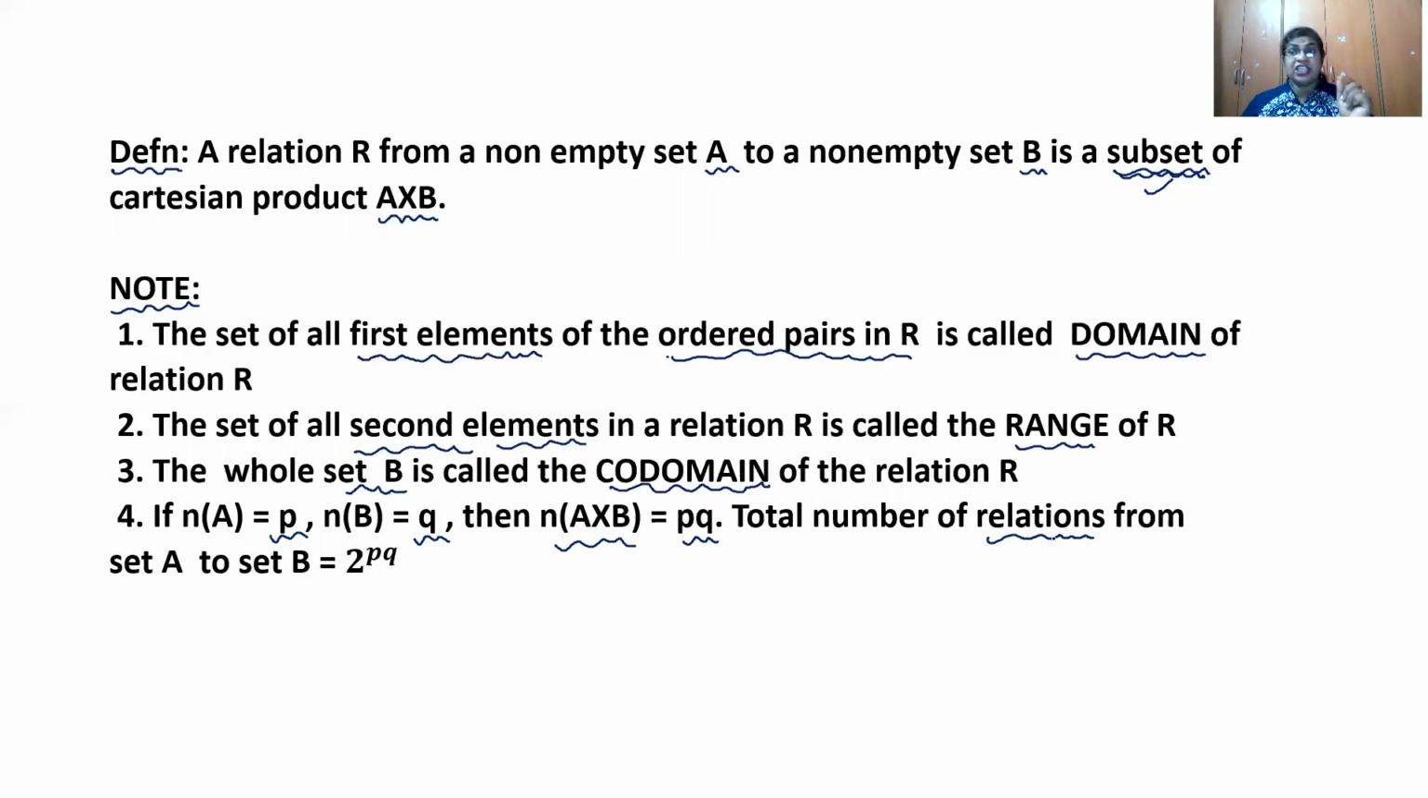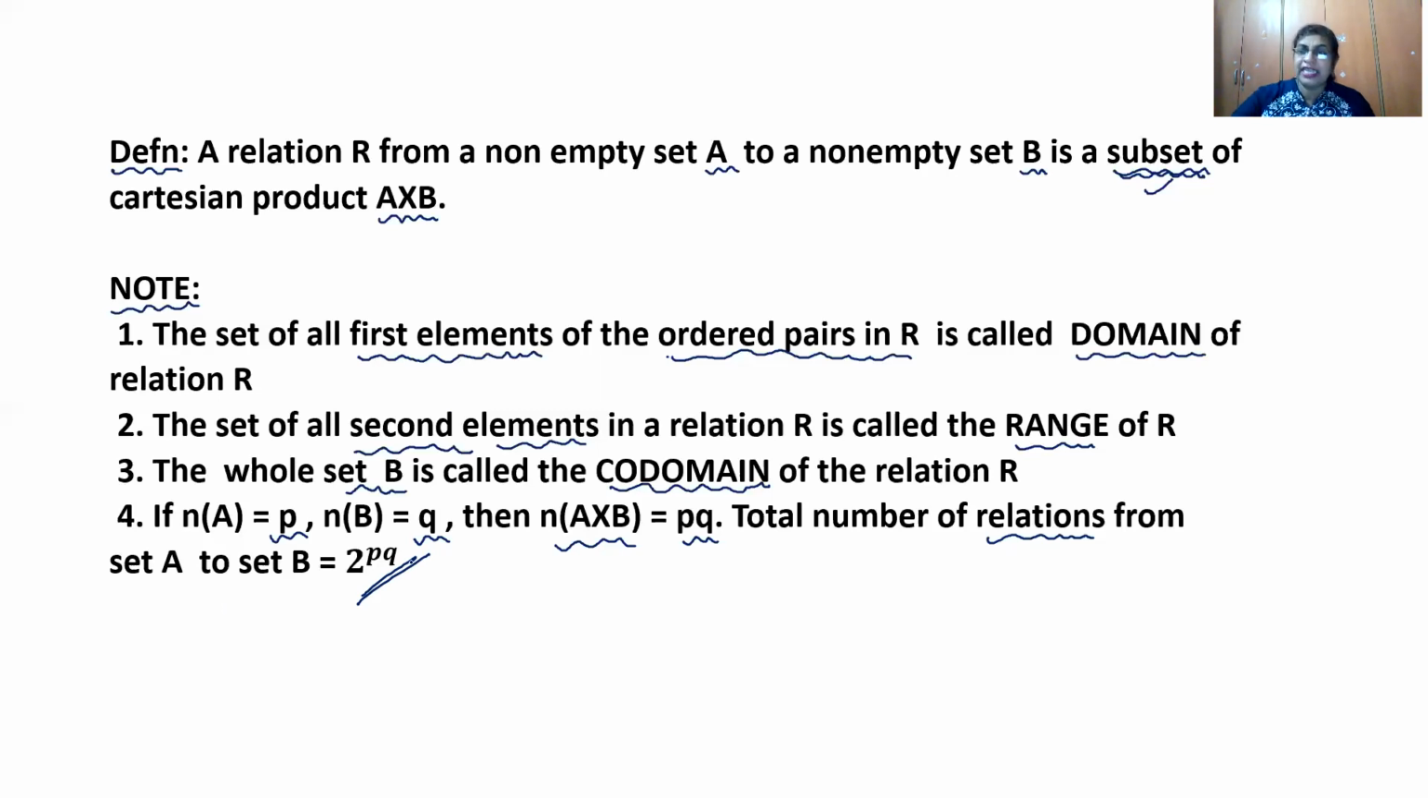Then total number of relations. Total number of relations means what should come to my mind? Subset. Subset of whom? Cross product. So if A is having P elements, B is having Q elements, how many elements are there in the cross product? PQ. So then how many relations are possible? 2 to the power PQ. Hope this idea is clear to you. Yes? Okay. So let us go to the exercise problems now.